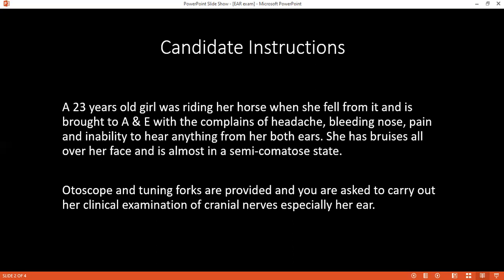Jaw reflex: by closing your mouth against resistance, and with the hammer, I tap on the jaw. For the facial nerve, I tell him, we need to elevate your eyebrows. Close your eyes, don't let me open them. Blow your cheeks. Blow your cheeks, smile. Can you whistle? Can you smile?